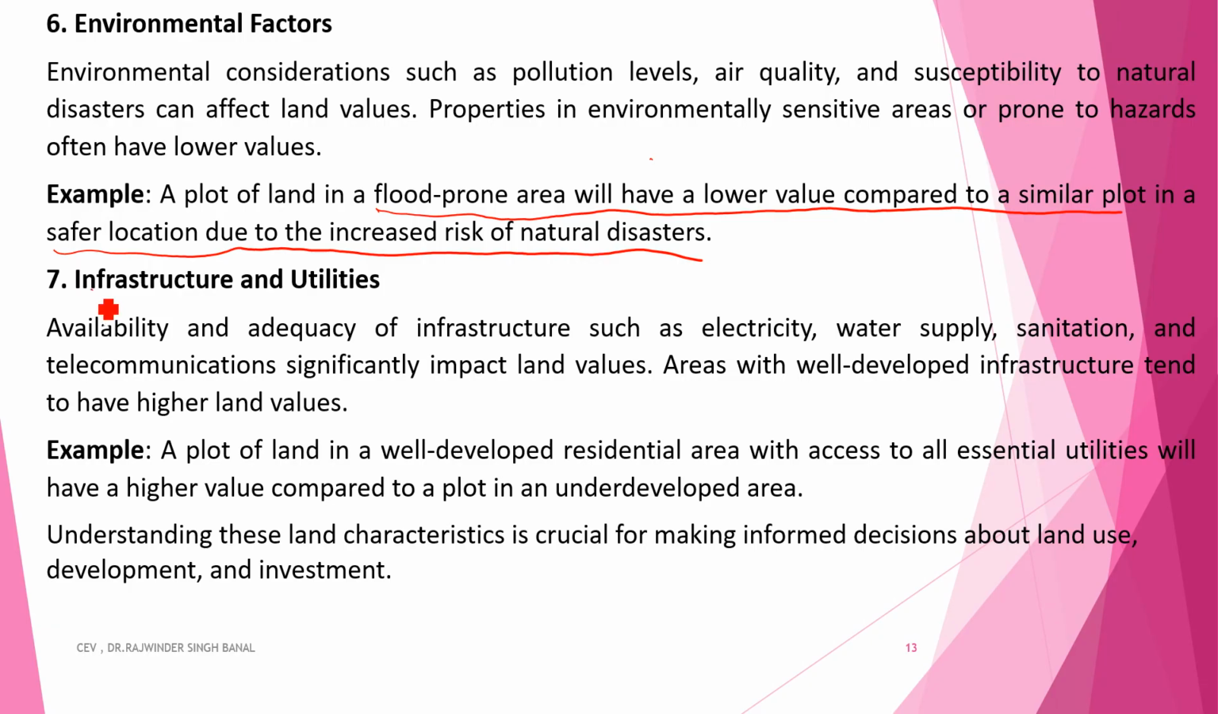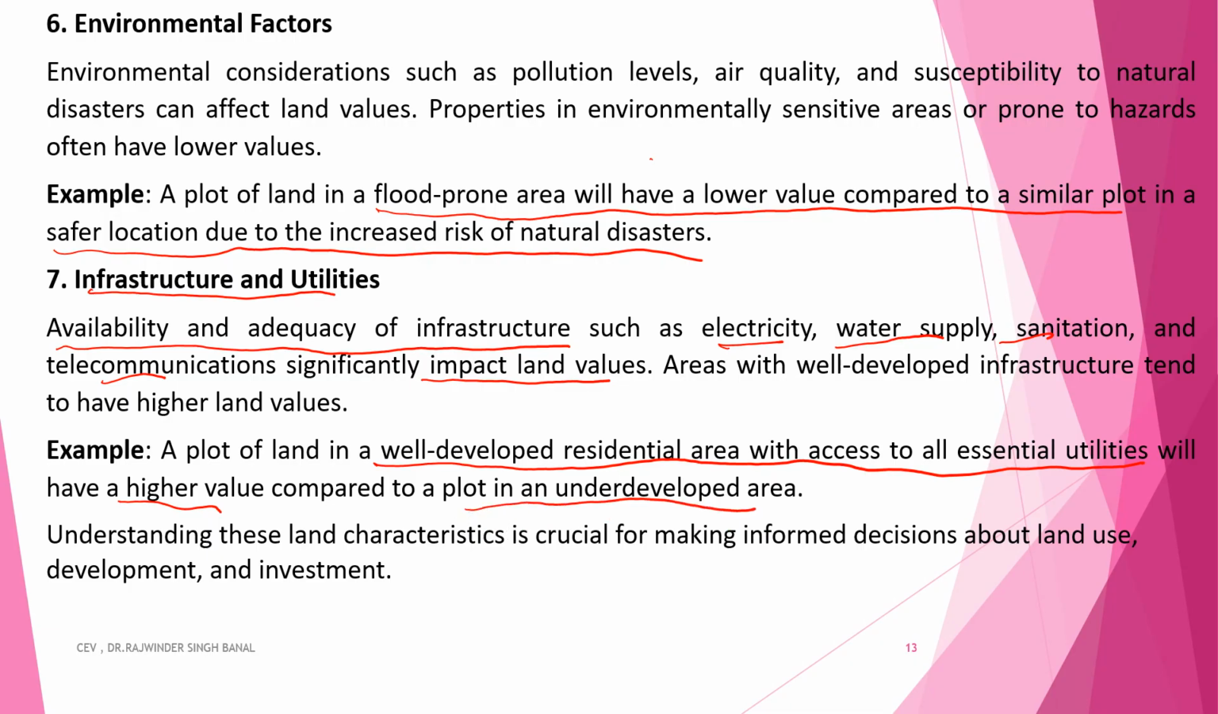Then infrastructure and utilities. The availability and adequacy of infrastructure such as electricity, water supply, sanitation, and telecommunication affects the land values. For example, a plot of land in a well-developed residential area with access to all essential utilities will have higher value as compared to a plot in an underdeveloped area.